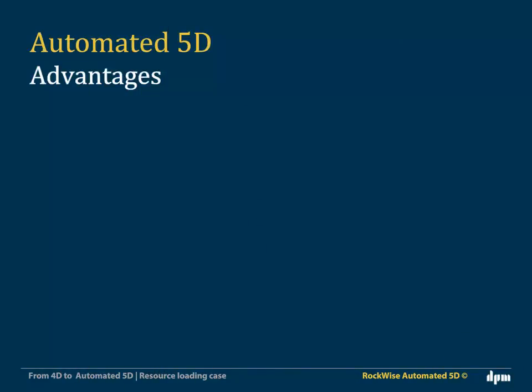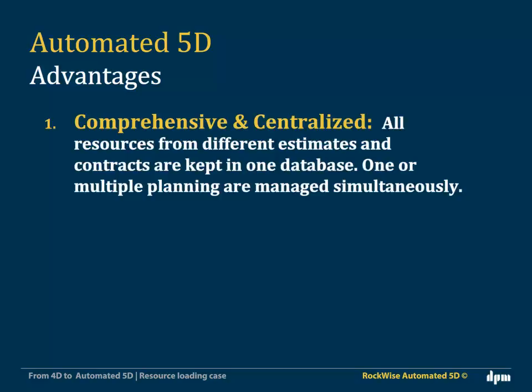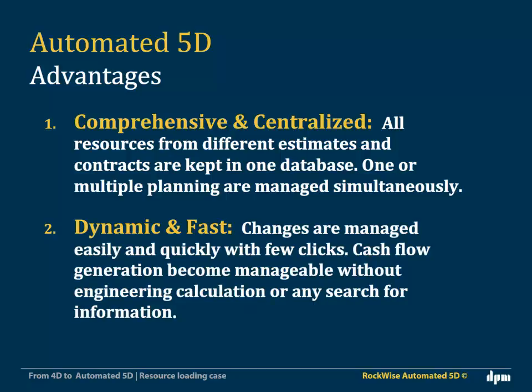The automation of resource loading and project management have tremendous advantages for budgeting and cash flow control. In addition to this, some features are less obvious but very useful. The first one lies in the fact that the data is comprehensive and centralized, as all resources from different estimates and contracts are kept in one database, and one or multiple plannings are managed simultaneously. The second advantage lies in the dynamic nature of this automation and how fast it becomes, as changes are managed easily and quickly with few clicks. Also, the elimination of engineering calculation or any search for information from different departments saves the valuable time and effort of middle and top management alike.